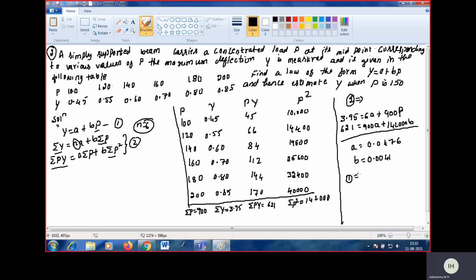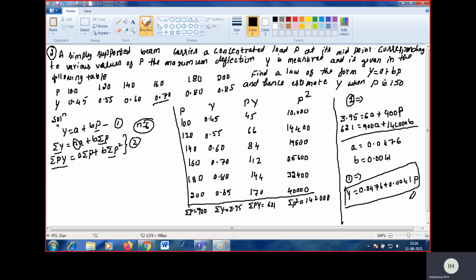So equation 1 becomes Y is equal to A, what is A, 0.0476 plus B, we obtained as 0.0041 into P. This is the best fitting straight line for the given data. You can verify your answer by substituting the value of P. Then you will get the exact value of Y or a near value of Y.